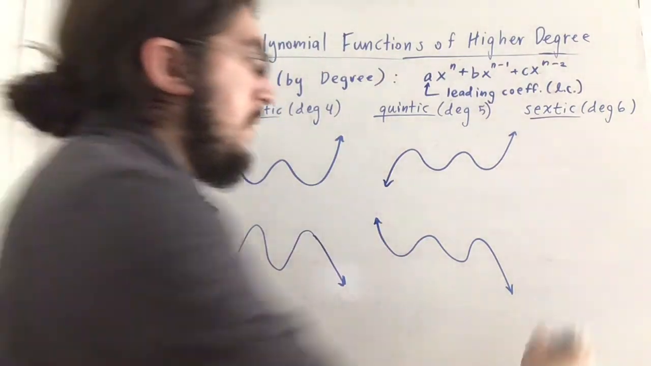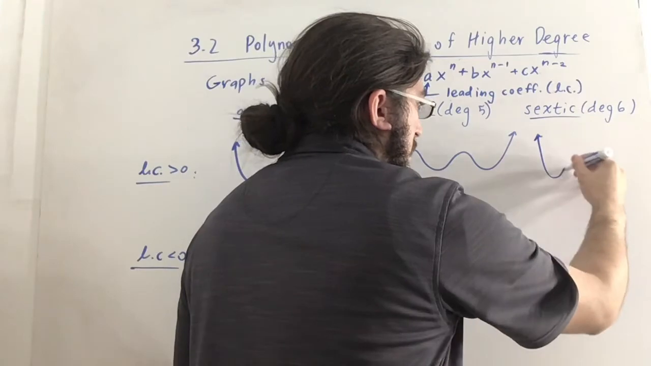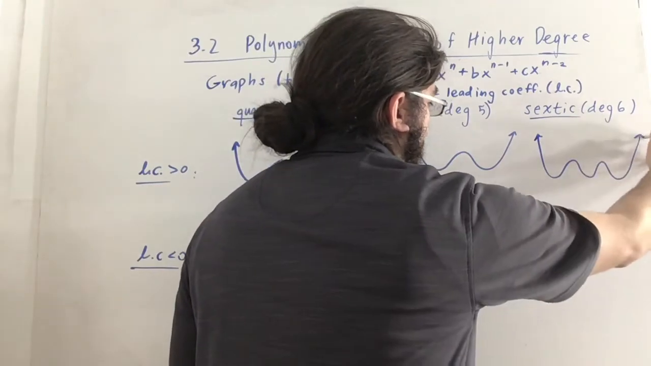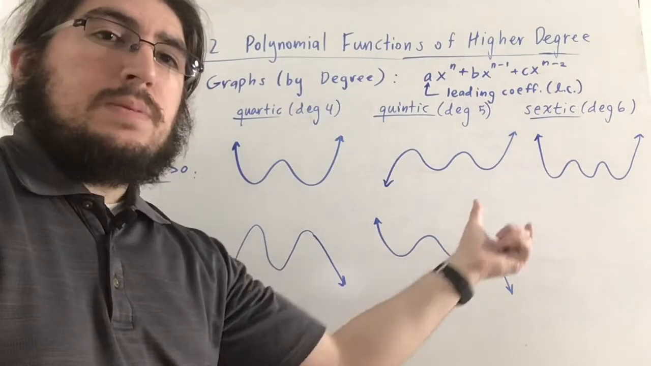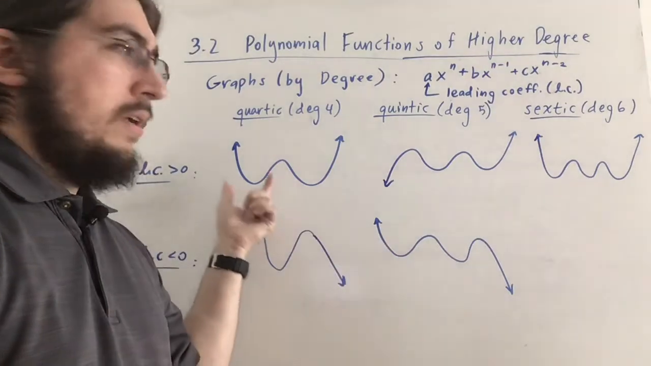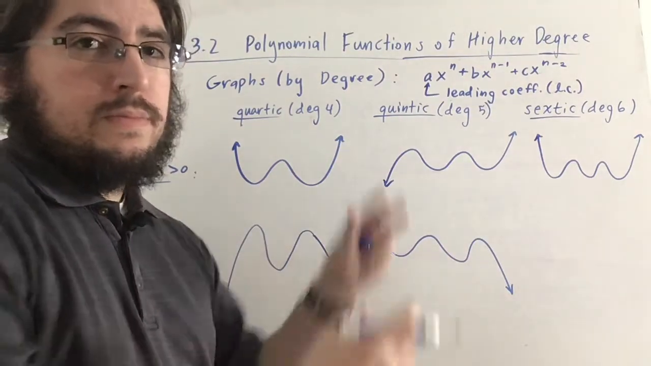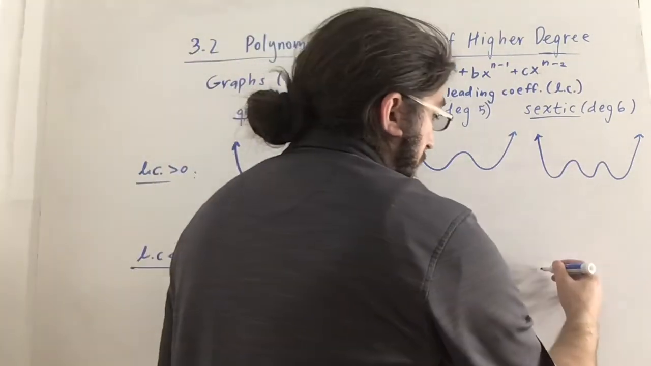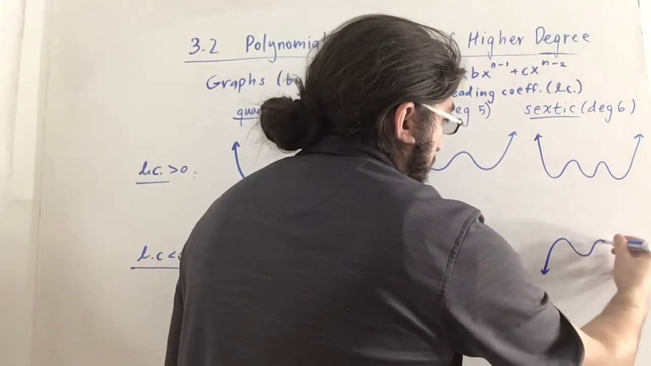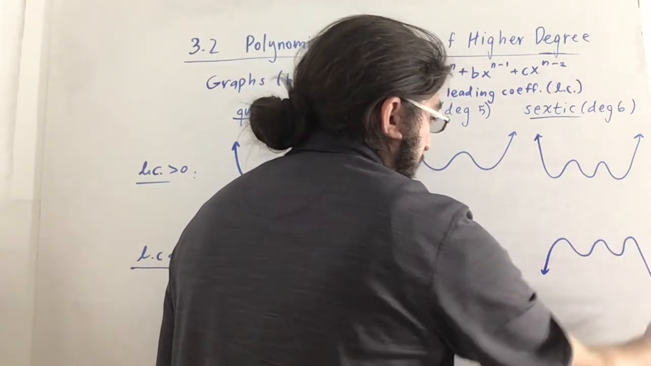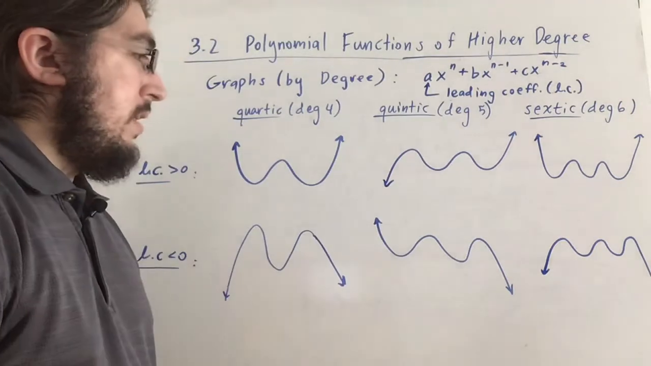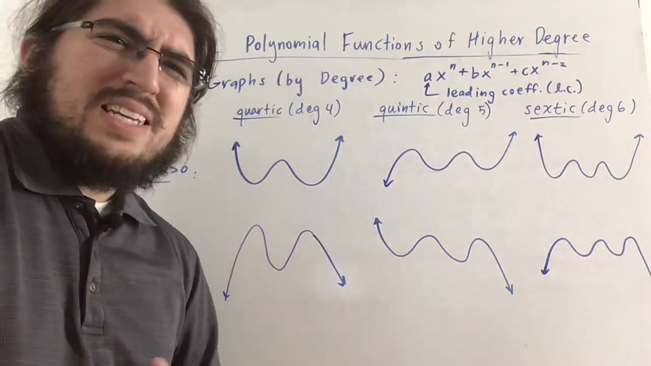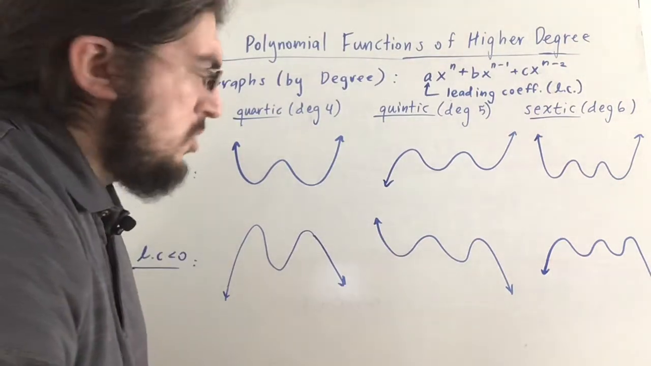So sextic would be this parabola looking thing, but it has a bunch of humps in between instead of just one in between, or like none in between like the parabola in the case of quadratic functions. Perfect. So you can kind of see the trend here.